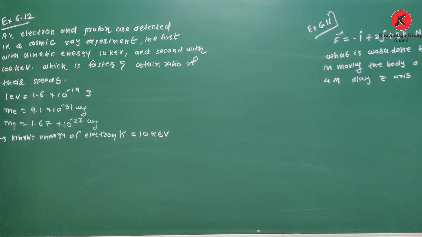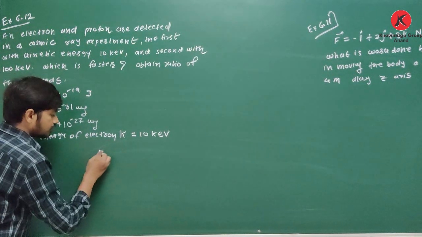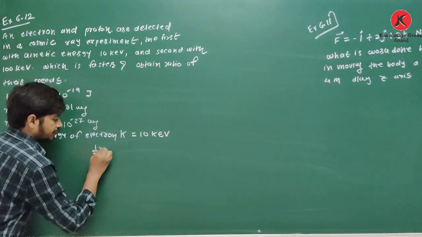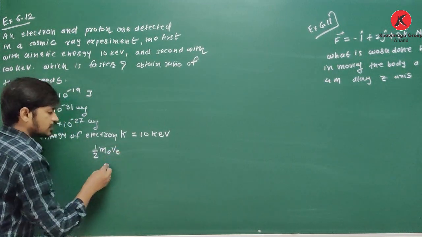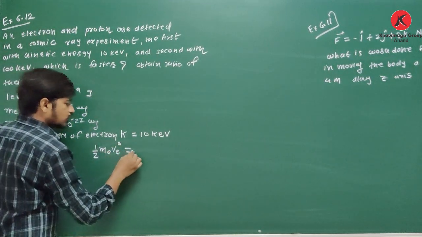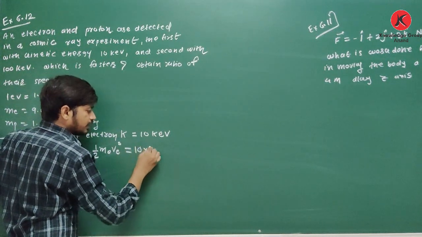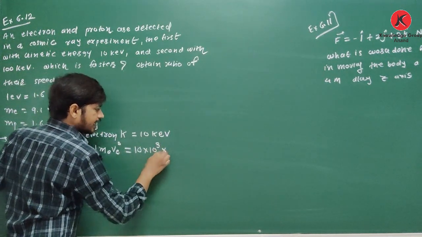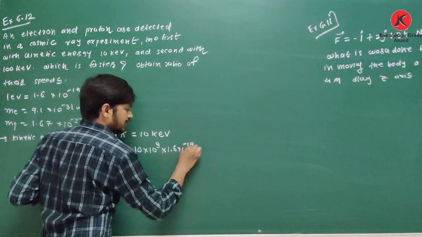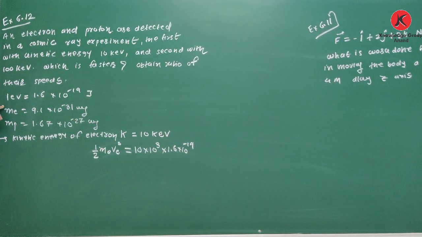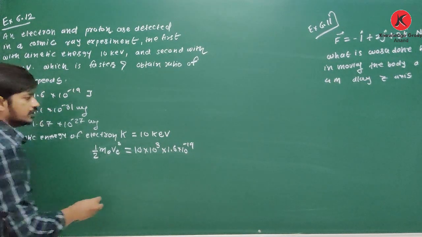Yes, kinetic energy of electron, I can write like this. K is equal to half m_e v_e squared, where m_e is the mass of electron and v_e is the speed of electron. It is equal to 10 kilo electron volt, meaning 10 times 10 raised to 3, times 1.6 into 10 raised to minus 19 joule. Yes, you are given this.